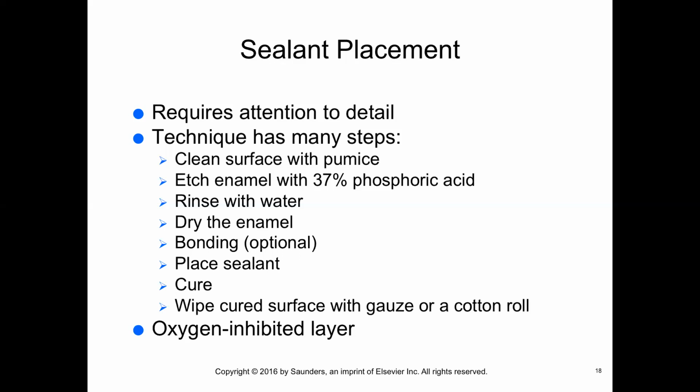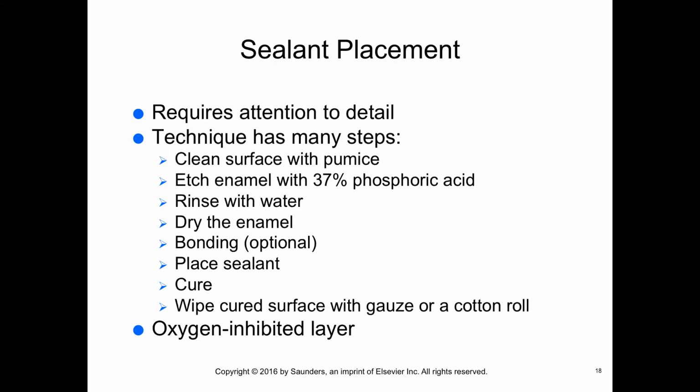Acid etching roughens the enamel for penetration of the resin sealant. Studies have shown that application of an enamel bonding resin prior to placement of the sealant enhances the retention and seal. The cured sealant will have a very thin film of uncured resin on its surface. This film is called the oxygen or air inhibited layer. It should be wiped off with gauze or a cotton roll.